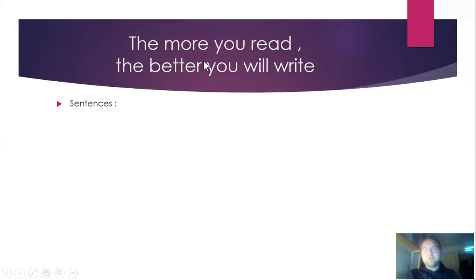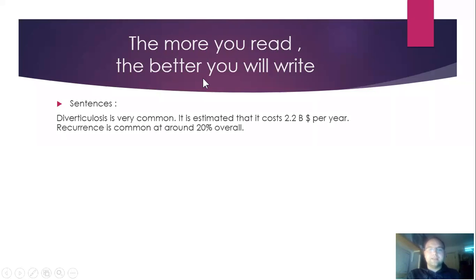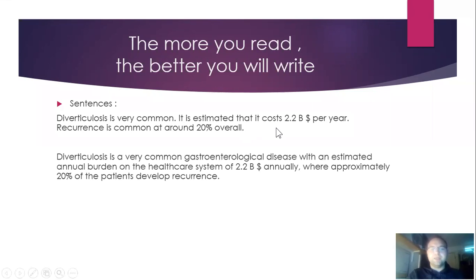So again, as a rule of thumb, the more you read, the better you will write. Let's say I start writing my first sentence and I say, diverticulosis is very common. It is estimated that it costs 2.2 billion dollars per year. Recurrence is common at around 20% overall. It's nicely written. It uses simple language, yeah, but it's not as nice as this one. So: diverticulosis is a very common gastroenterological disease with an estimated annual burden on the healthcare system of 2.2 billion annually, where approximately 20% of patients develop recurrence.